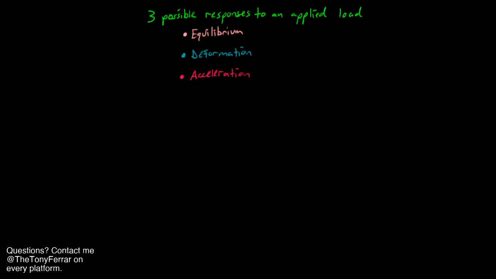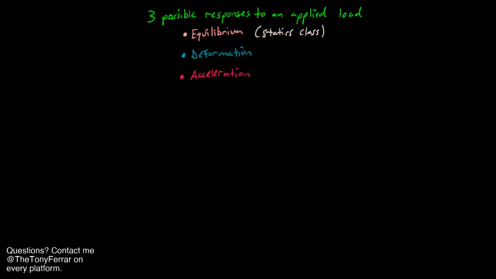In general, there are three possible responses to an applied load: equilibrium, deformation, and acceleration. Equilibrium is the focus of a statics course. And what it is, is that ma is equal to zero. In other words, we have particles and we have rigid bodies, and they don't accelerate. So the forces have to balance, the moments have to balance, and everything sums to zero.